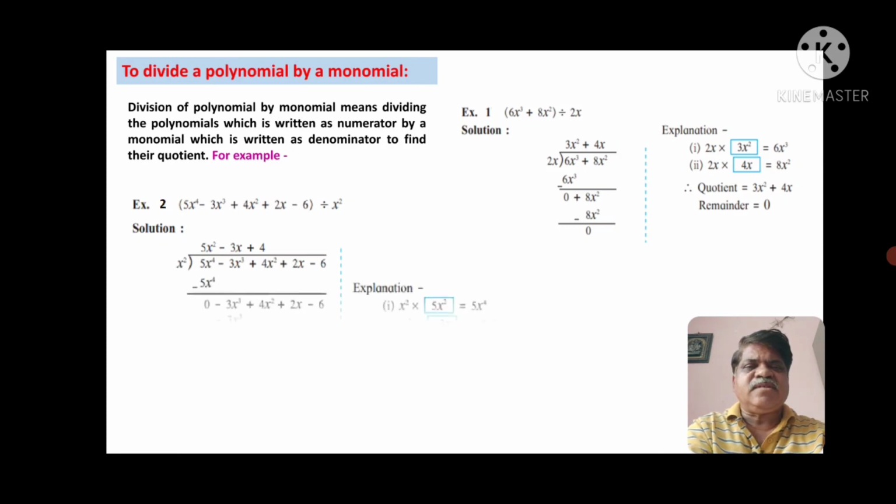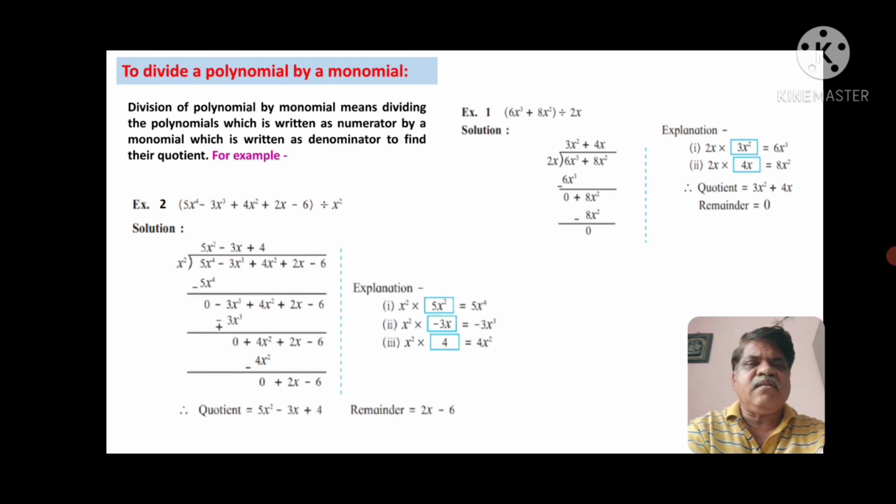One more example we will consider: 5x fourth minus 3x cube plus 4x square plus 2x minus 6 divided by x square. x square is a monomial and the dividend is a polynomial. Along with the explanation we will consider this one. The first term of this dividend is 5x fourth. So x square is multiplied by what term to get 5x fourth? That will be 5x square, shown in the blue box.